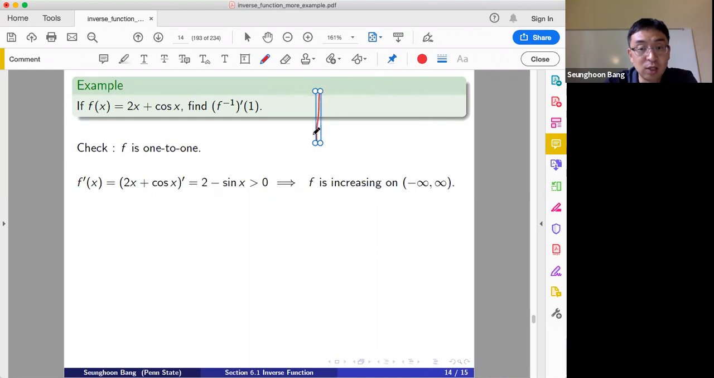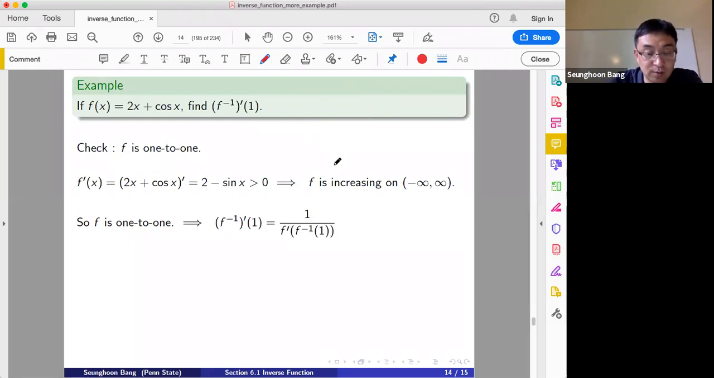Do you know an increasing function? The increasing function is like this. You can draw a horizontal line, and we have only one intersection point. What does it mean? An increasing function is always one-to-one. So you can use this one.